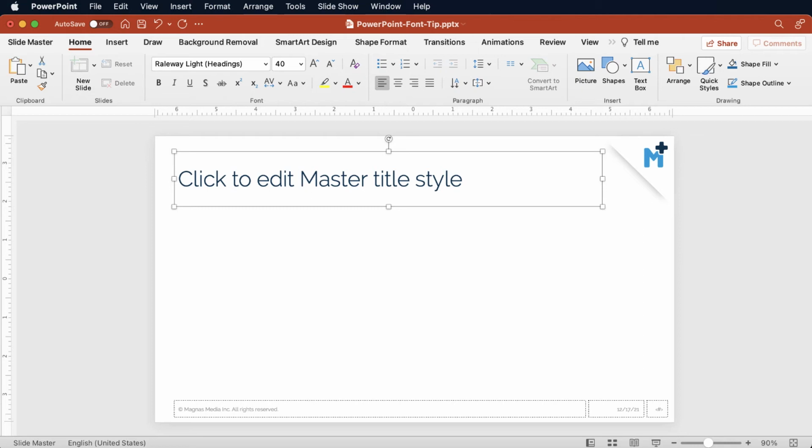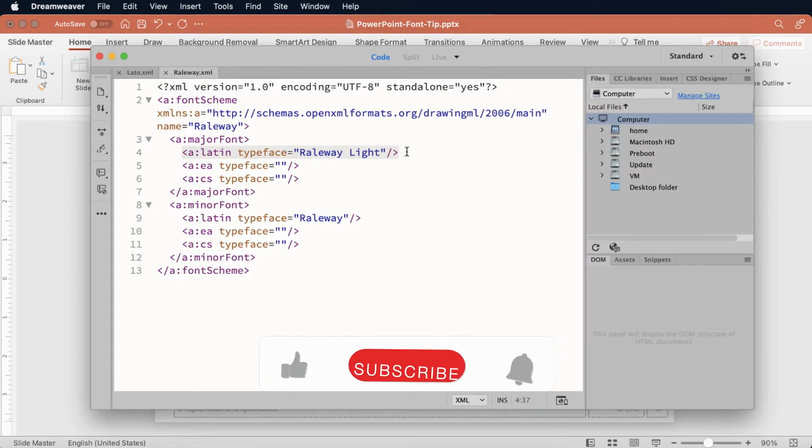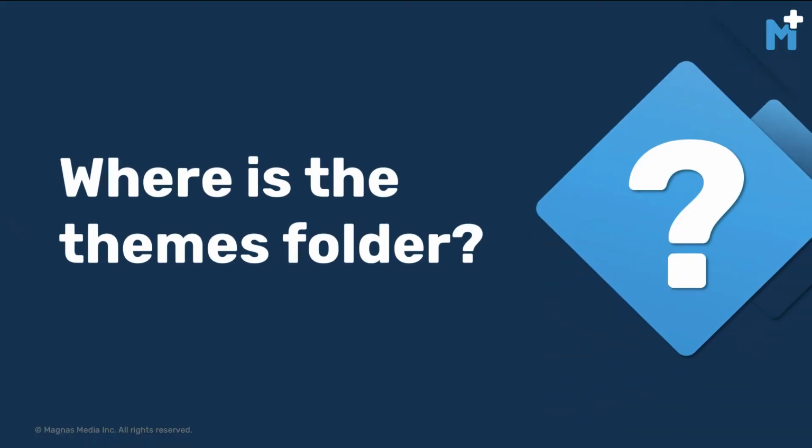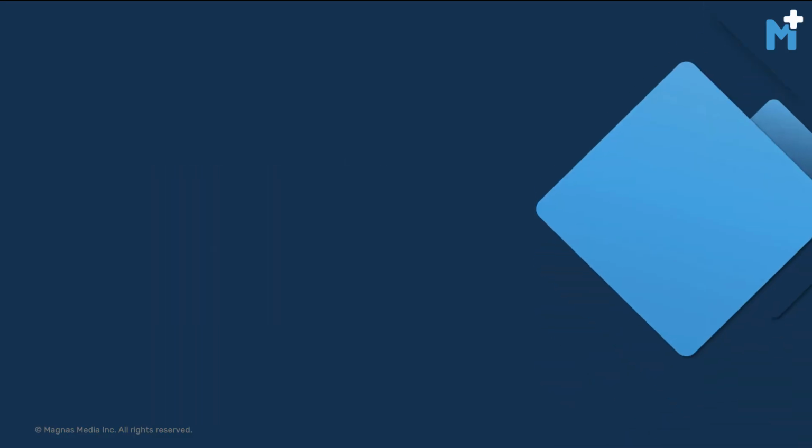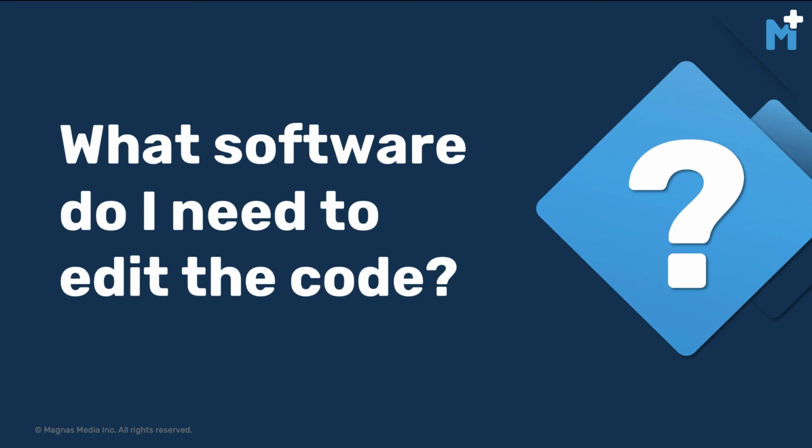So that's why I'm going to go back into my Dreamweaver file here, and I'm going to remove that light, and I'm just going to keep it Railway, because that way I can be confident that this file is going to work for most people. So now you might be wondering, where is that themes folder? So you can get that XML file and save it there. And the second question could be, how do I edit that XML file if I don't have Dreamweaver? So let me answer both questions right now.